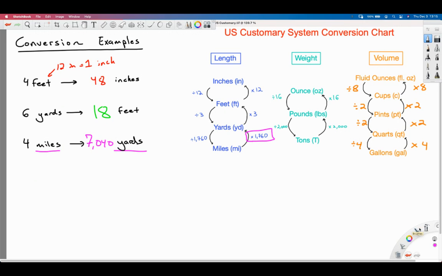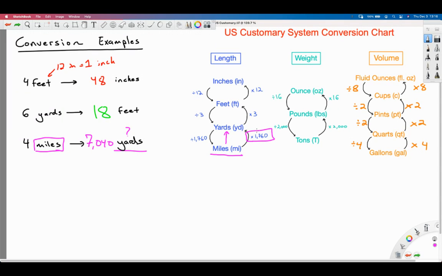But that's the idea of our conversion. We want to find where we start. So we started at 4 miles, and we want to convert to how many yards. And you can see that this arrow on here is going down, from yards to miles. So we're not going to divide. We're going to go up. We're going to go from miles to yards. So we're going to multiply here.